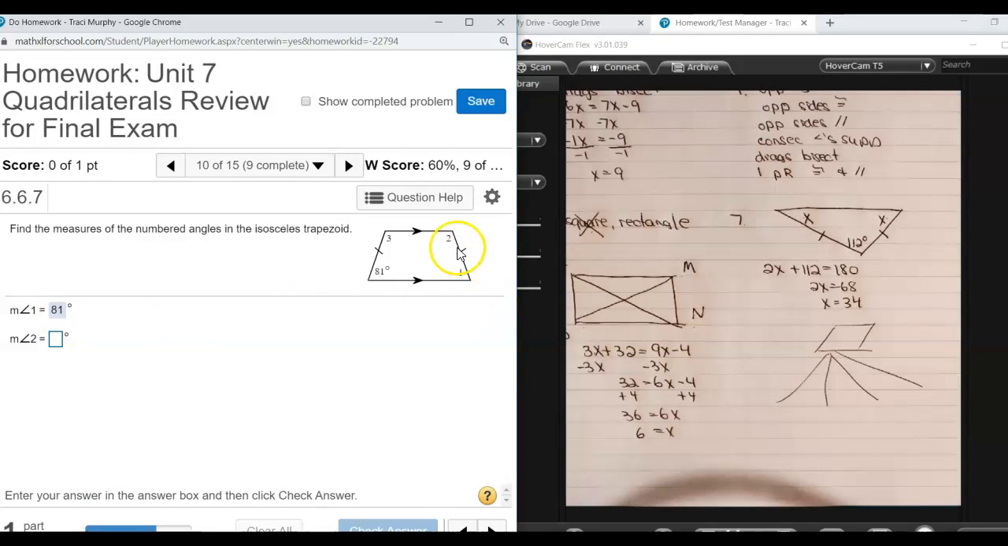Okay, then angle 2, took away my little picture here. Angle 2, we have got lines that are parallel here. So in other words, this line and this line are parallel, and we've got this transversal. And if you remember, these angles here are same side interior, which means they have to add up to 180 degrees. I know angle 1 is 81, so 180 minus 81, and I've got 99 degrees for angle 2.